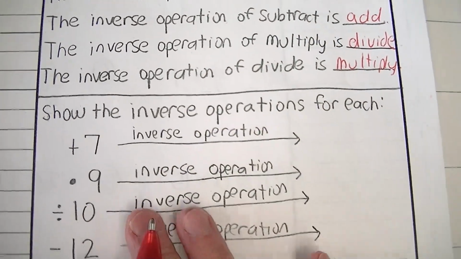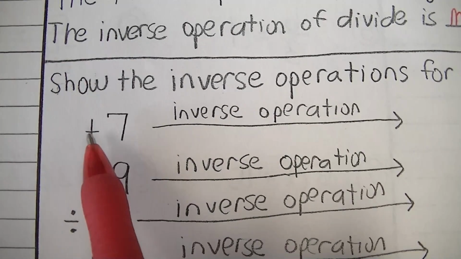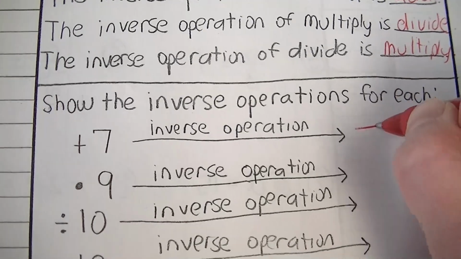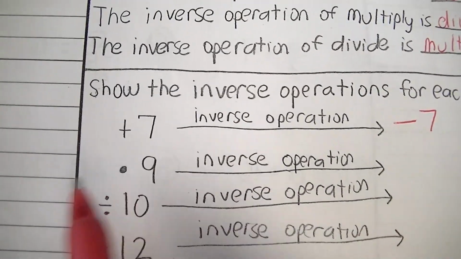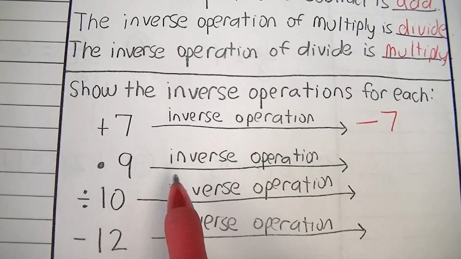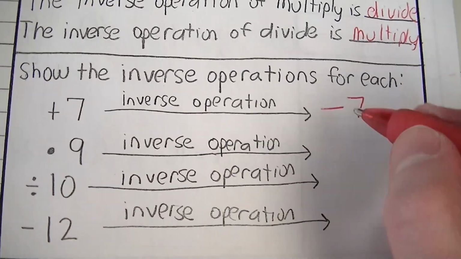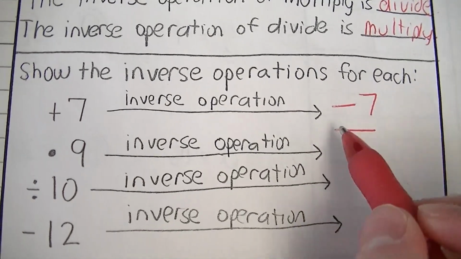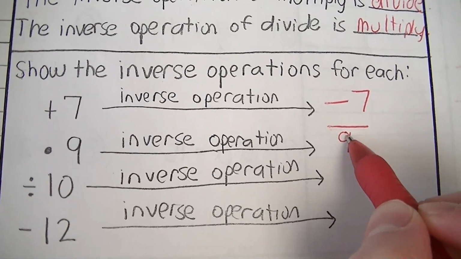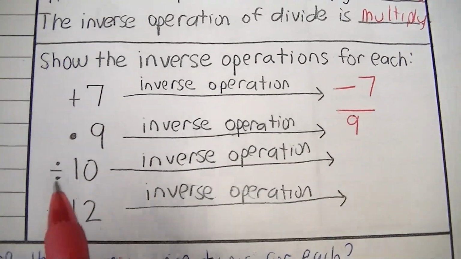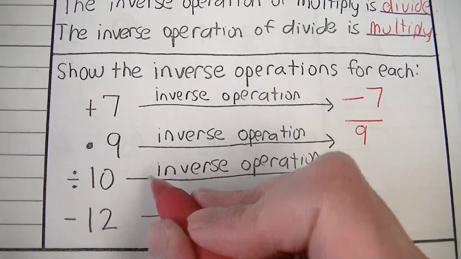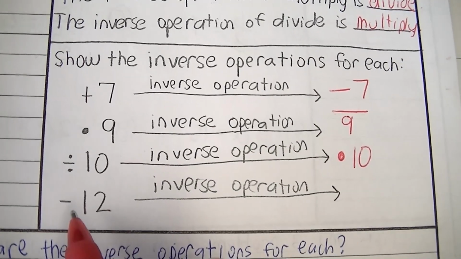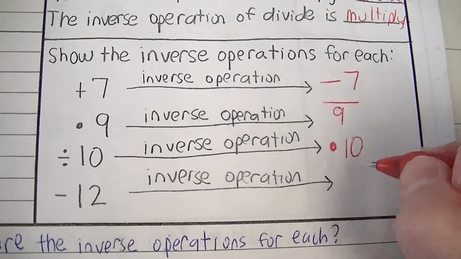So show the inverse operations for each. When you add 7, the inverse operation of adding 7, or the opposite, is to subtract 7. When something's multiplied by 9, the inverse operation of multiplying by 9 is to divide by 9. Now watch how I write divide. Divide by 9, okay? Like a fraction, because fractions are basically division. The opposite of divide by 10 is to multiply by 10. The inverse operation of subtracting 12 is to add 12.